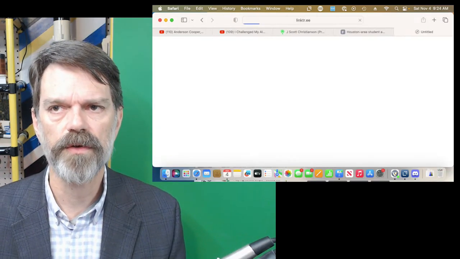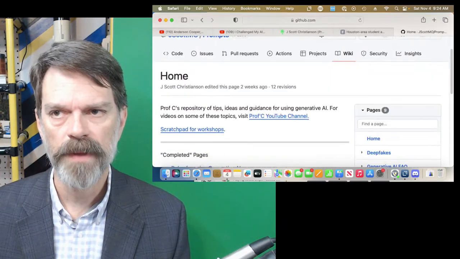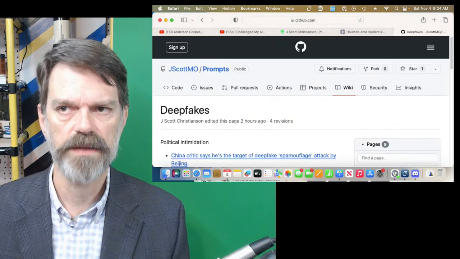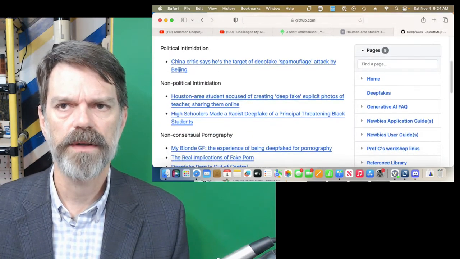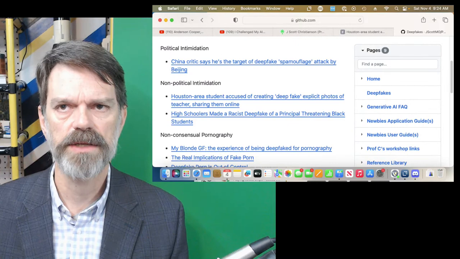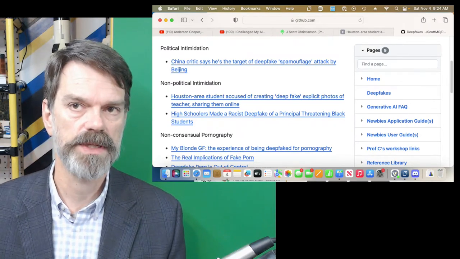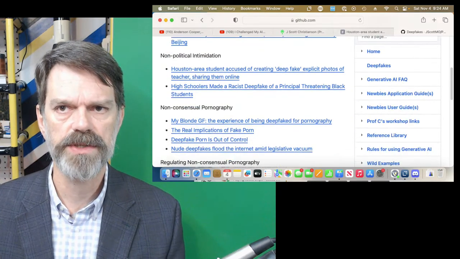But the first resource you'll find is Generative AI. And then on the right here, you're going to find deepfakes. Okay. So I provide some information about the political intimidation techniques where this is being used, the non-political intimidation.